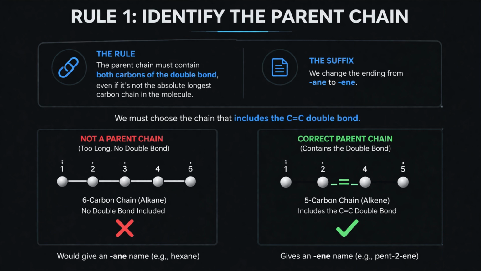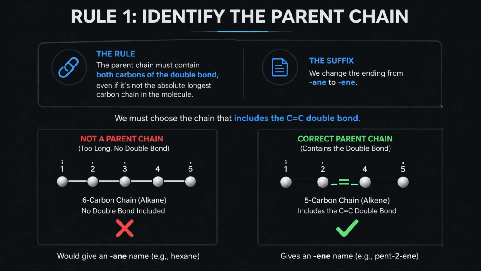Let's look at the example shown. On the left side, we have a 6-carbon chain. It is longer, but it does not include any double bond. So, this is not the correct parent chain. If we used this, the compound would be named as an alkane, like hexane, which is incorrect. On the right side, we have a 5-carbon chain. It is slightly shorter, but it includes the double bond. This makes it the correct parent chain.